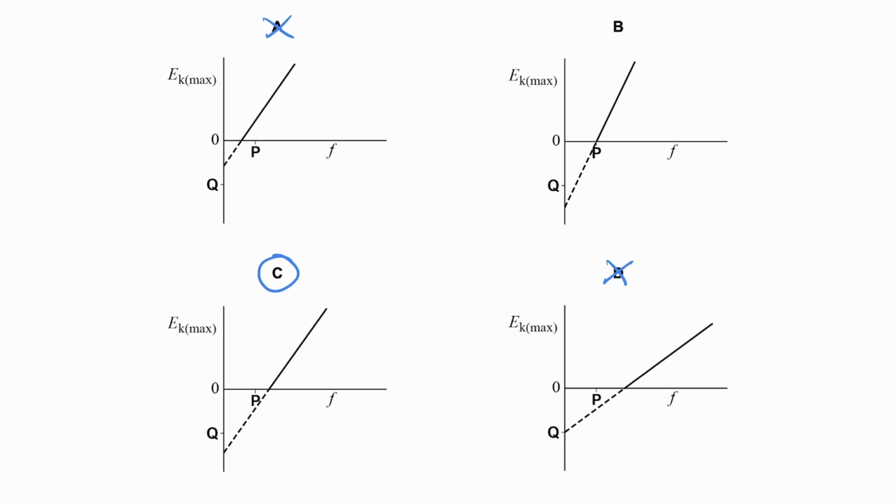Our previous line went through Q and P. Our new line is going just beneath Q and through P, and therefore has a steeper gradient than the line that goes through Q and P. Our gradient has to stay the same. So it must be C.